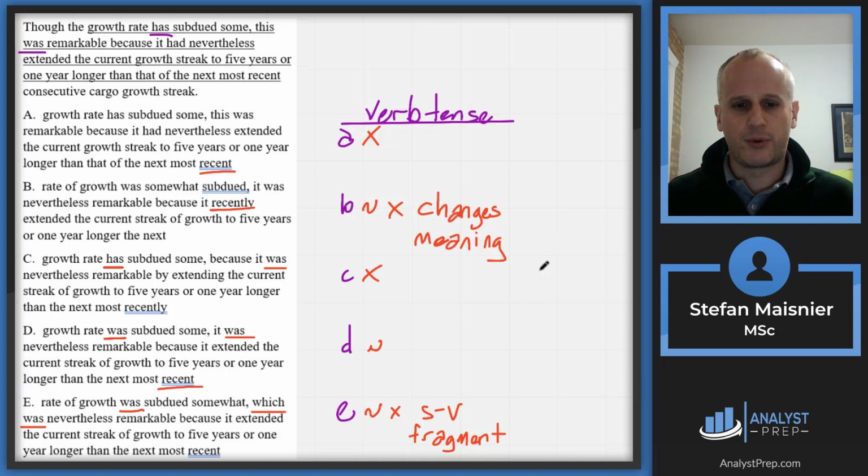So, though the growth rate was subdued some, it, meaning the growth rate, was nevertheless remarkable because it, again meaning the growth rate, extended the current streak of growth to 5 years or 1 year longer than the next most recent consecutive cargo growth streak. Everything makes logical sense here. We select choice D, and we will then move on to the next question in the verbal, and you should go ahead and practice identifying these common errors in your sentence correction practice.